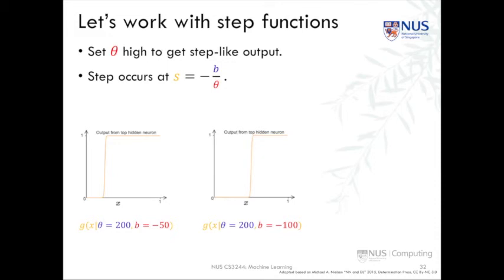So then I can shift this particular step function around by merely tuning the parameters of where I'm going to put the step by changing my bias weight. So if I have a more negative value, it's more shifted to the right. If I have a less negative value, it's more shifted to the left.